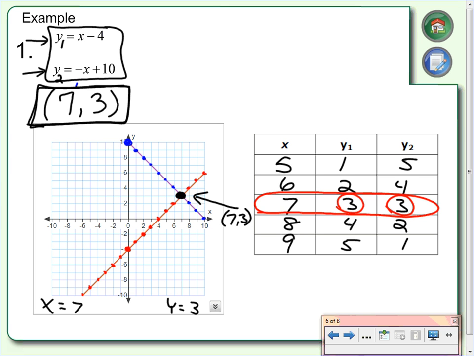In other words, it's the same ordered pair twice: 7, 3 for the first equation, 7, 3 for the second equation. That's the way we can find the solution in our table. Just find the matching y values. That's the only spot where the y values are exactly the same. No other place where that happens. All right, so there's one example. Let me go ahead and do another one with you guys.